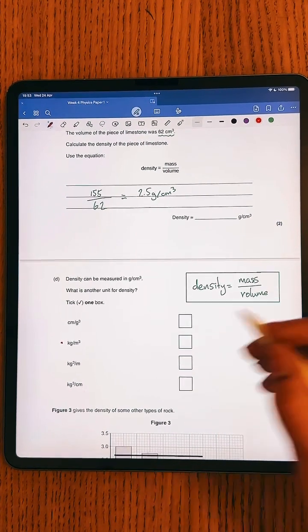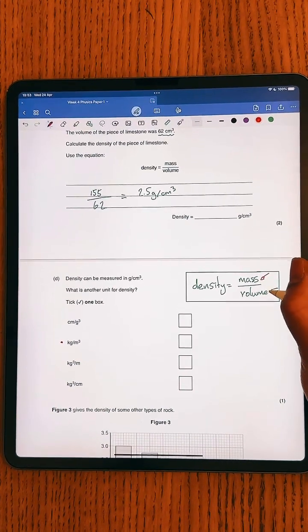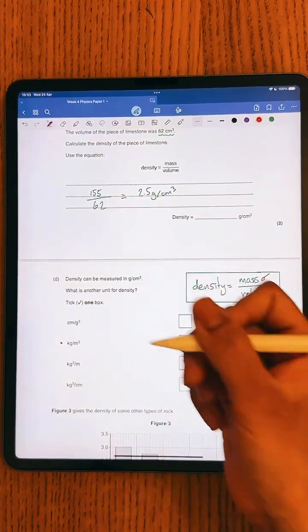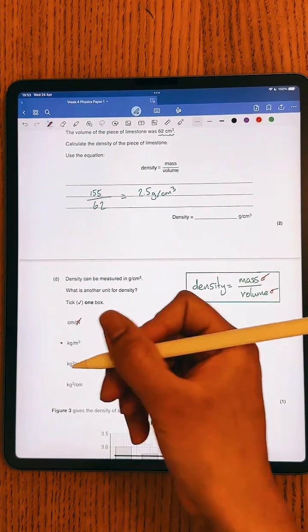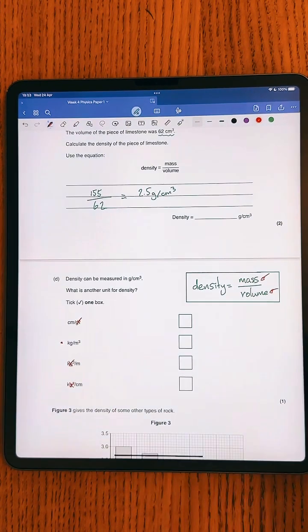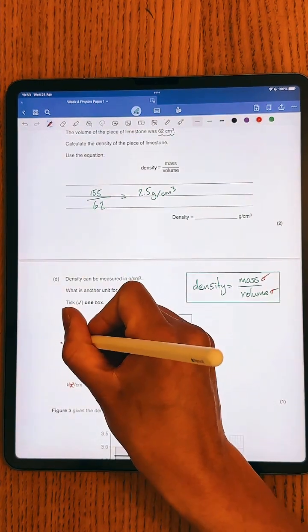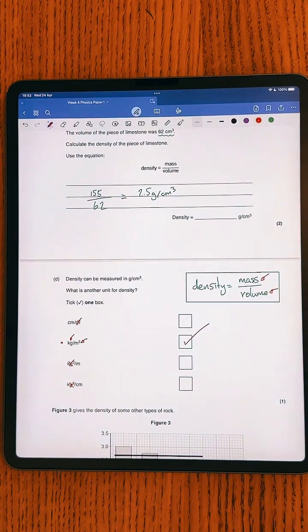Good, good, good. So basically what you want is a unit for mass at the top and a unit for volume underneath. Centimeters per gram cubed is not even a unit, so that doesn't count. Kilogram cubed is not a thing. Mass over volume, we got kilogram, which is a mass. We got volume, which is meters cubed. So it's kilograms over meters cubed.